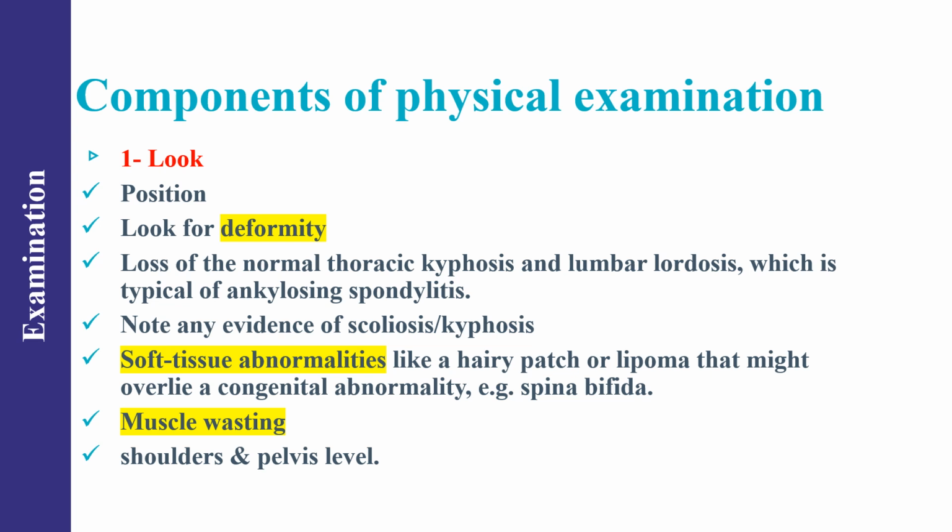Also look for the soft tissue abnormalities like a hairy patch or lipoma that may give a clue for spina bifida, and look for any muscle wasting which may be due to disuse. Now also see the shoulder and the pelvic level. One side of the shoulder may droop down because of the severe muscle spasm.